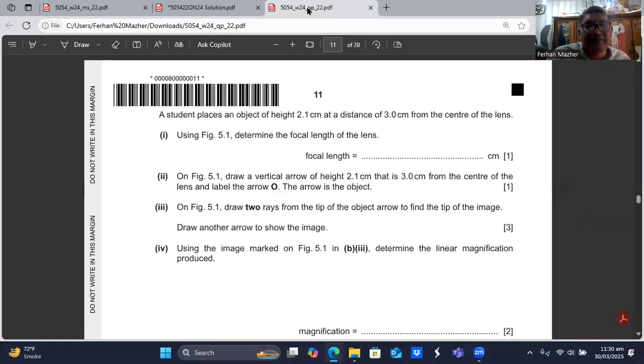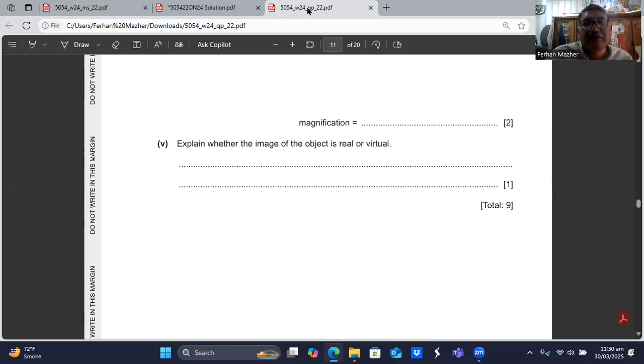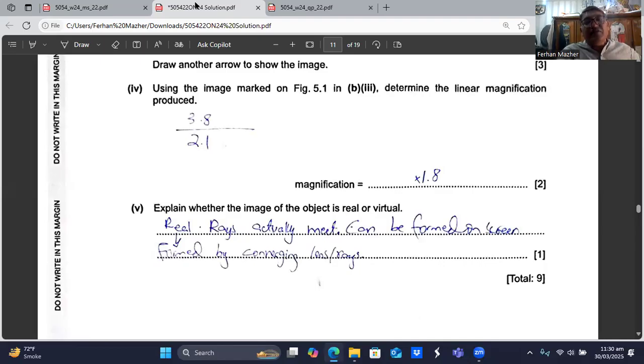The next part says draw. We are done with this magnification thing. Okay, the last part, the fifth part: explain whether the image of the object is real or virtual. This image you can see is enlarged. This image is inverted. And this is on the other side of the lens from where the object is. So it is found by actual intersection of the rays. That's why it's a real image.